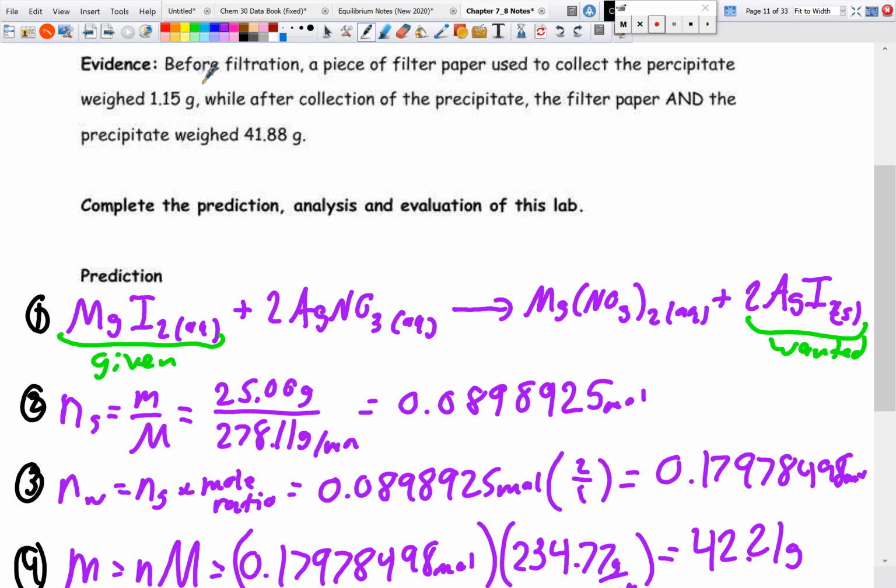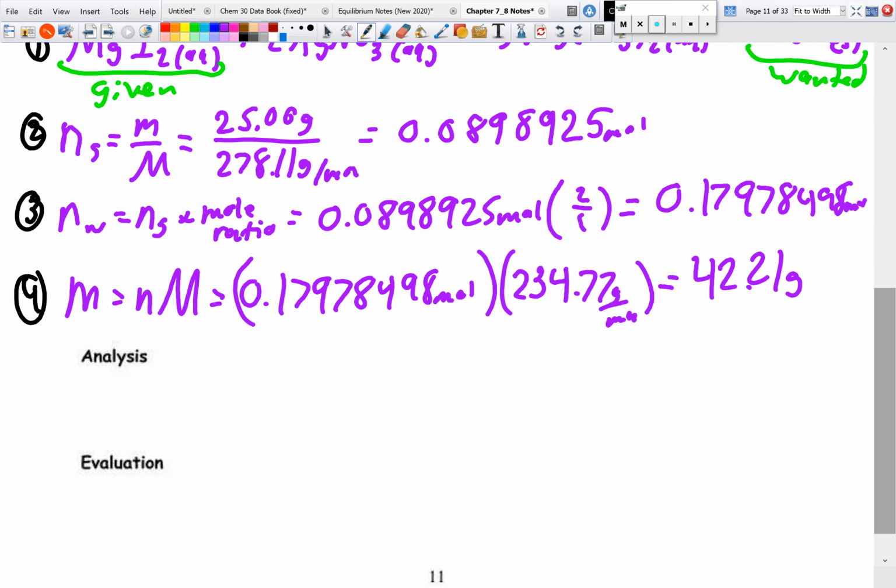So the evidence. What we have right here: before filtration, a piece of filter paper used to collect precipitate weighs 1.15 grams. After the collection of precipitate, the filter paper and the precipitate weighed 41.88 grams. So that's in our analysis. Basically what we have is the mass of precipitate. I'm just going to shorthand precipitate to PPT. Remember, we take the mass of our precipitate and our filter paper and subtract just the mass of our filter paper.